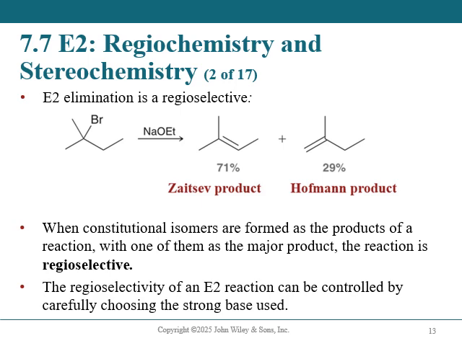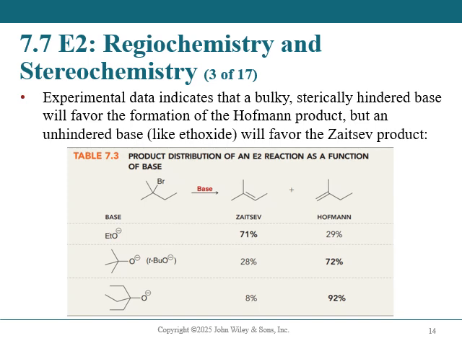In other words, if I want something other than the Zaitsev product, then I've got to deal with this guy right here. I've got to choose a different strong base for the reaction. Experimental data indicates that a bulky, sterically hindered base will favor the formation of a Hofmann product, but an unhindered base, like the ethoxide we just saw, will favor the Zaitsev product. We have some percentages here.